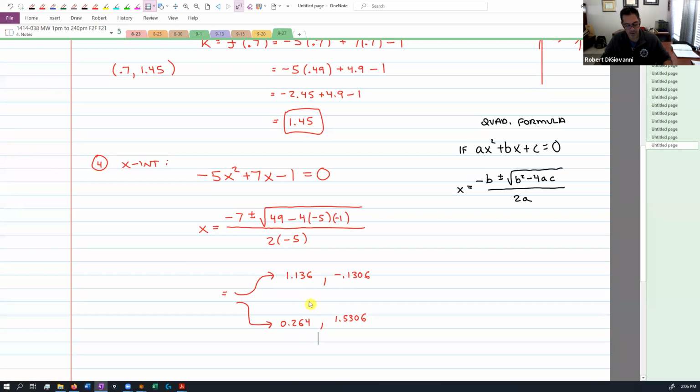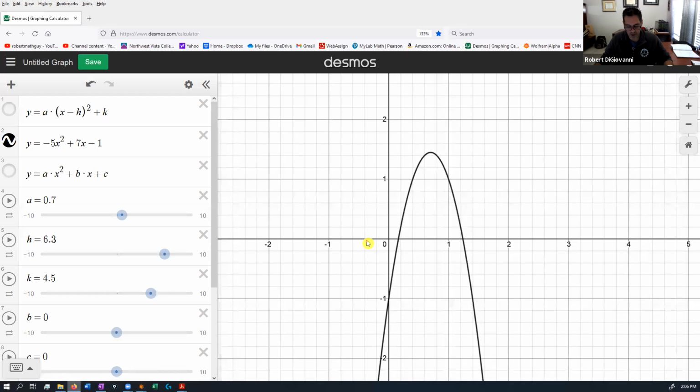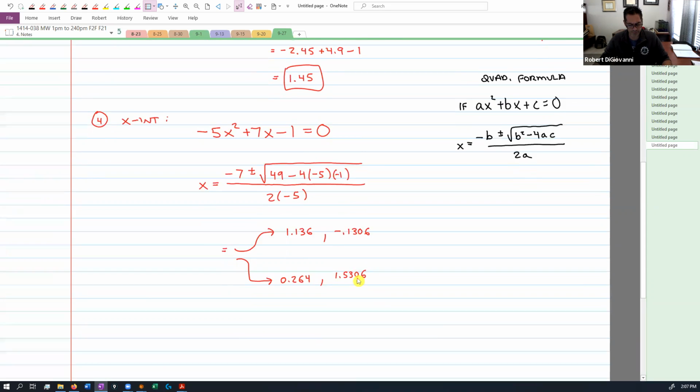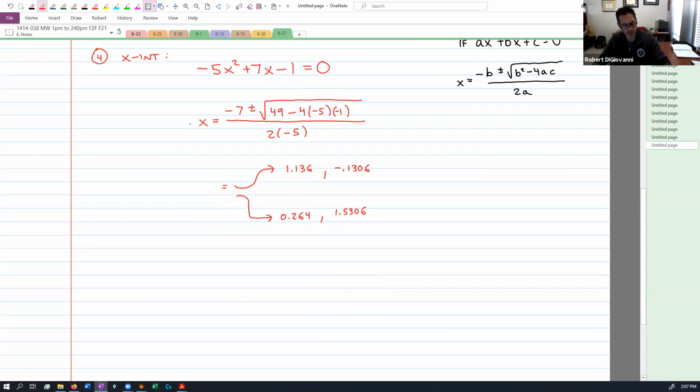So, maybe we need to work through it. We can look at the graph and see which is right. 0.161, 1.24. There might be some rounding issues here. I don't know. I think we're going to have to go through it. Let's do it.